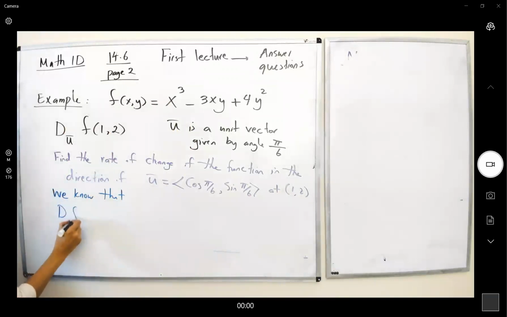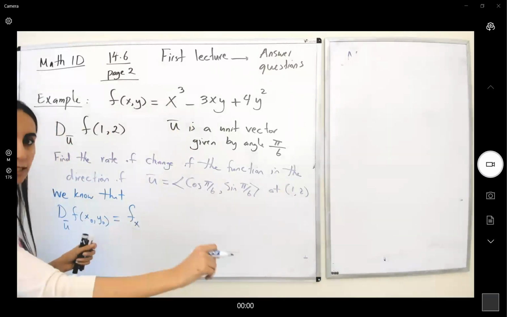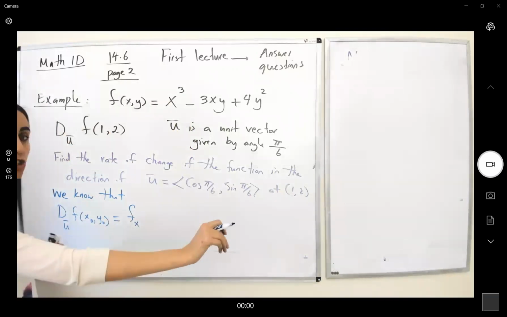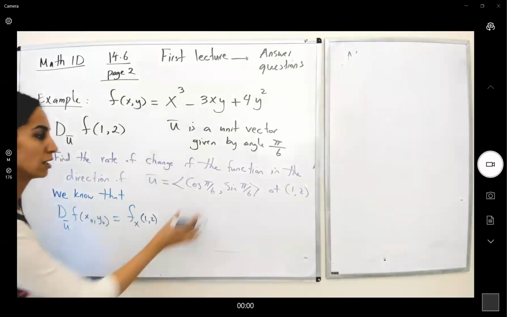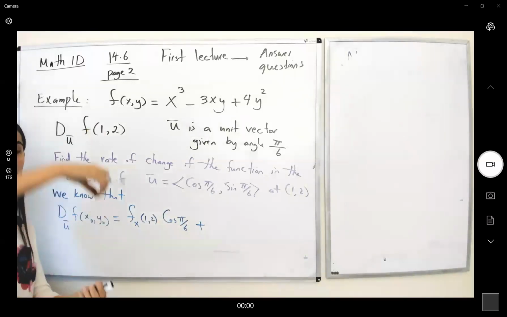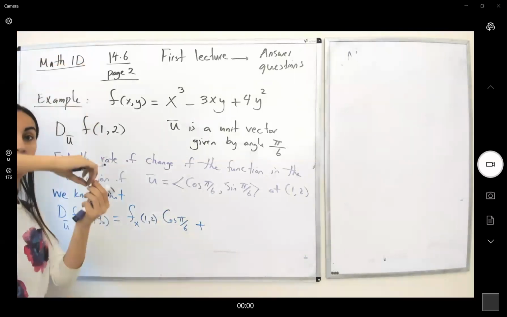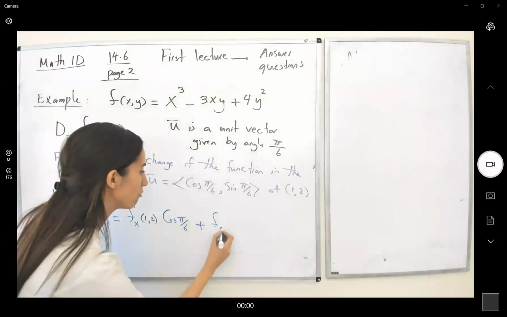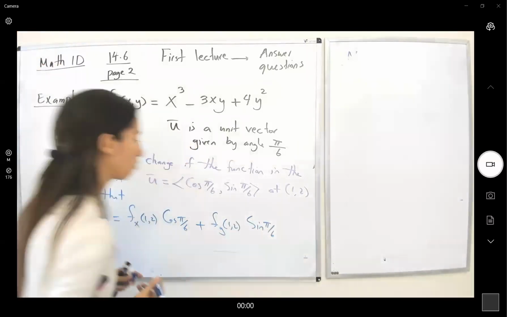the directional derivative of function f in the direction of u at point x sub 0, y sub 0 is given as f sub x, the partial derivative of f with respect to x. It means that you are taking the derivative of the function along the x-axis and evaluating that at point (1, 2), times cosine pi over 6, plus. Now we have to work with the rate of change of the function in the direction of the y-axis at this point, f sub y at (1, 2), times sine pi over 6.